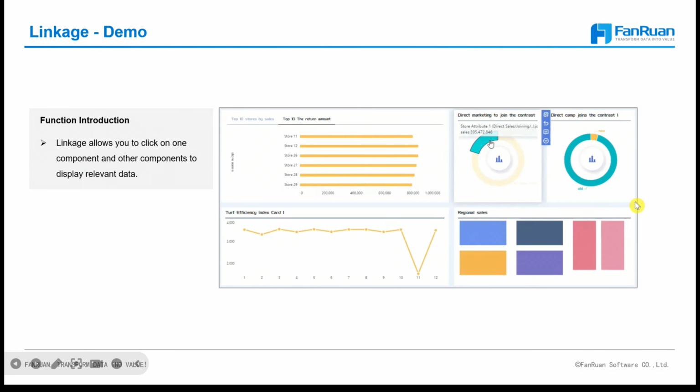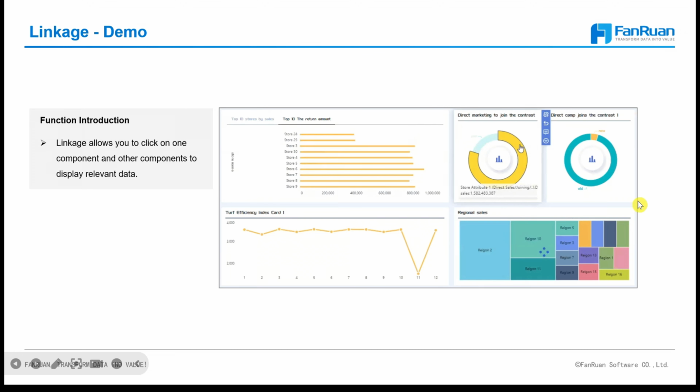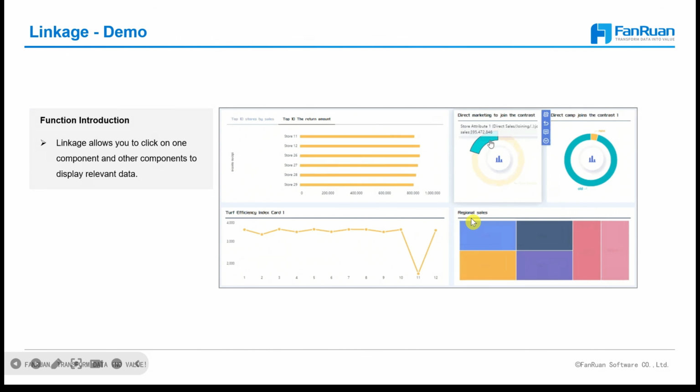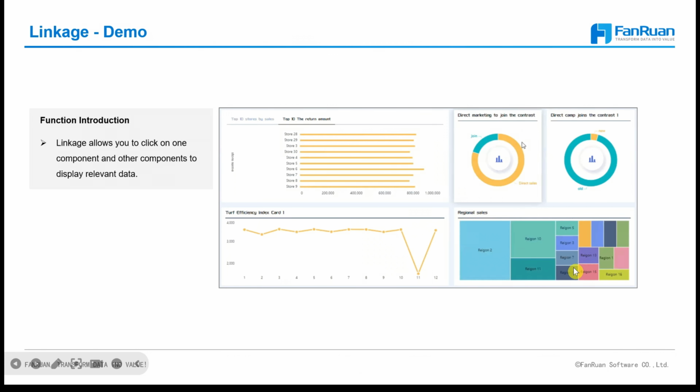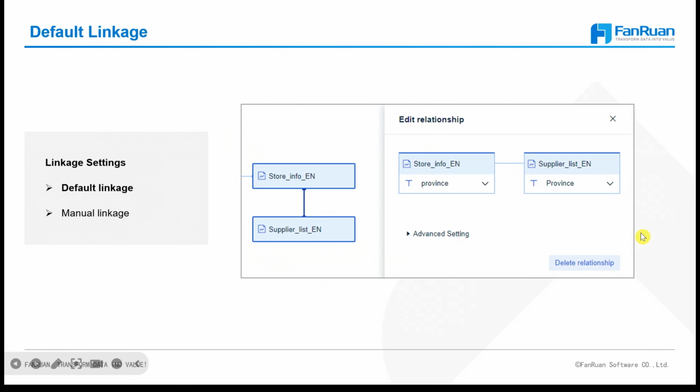Of course, we can also configure certain components not to follow the linkage. For instance, if we don't want the regional sales to change accordingly, we can adjust the linkage settings during the dashboard interaction setup. There are two ways to configure linkage: default linkage and manual linkage.